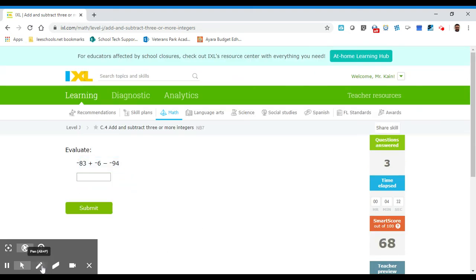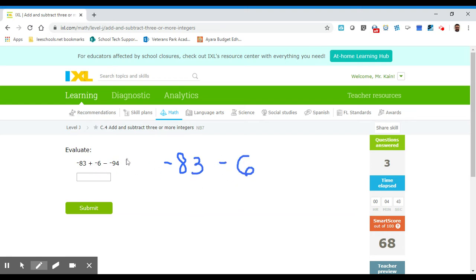Okay, let's jump up a level again, which puts us at 68. Again, write the problem down, and when you write it down, get rid of the double signs. So -83, plus minus becomes minus, and minus minus becomes plus. Then let's go left to right. So -83, -6, it's the same sign, so you're going to add 83 and 6, which is 89. Since they're both negative, it's going to be -89.